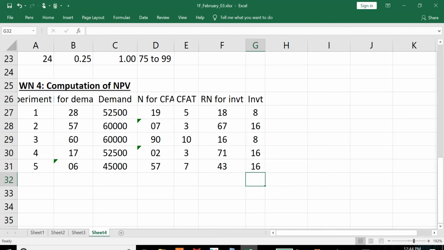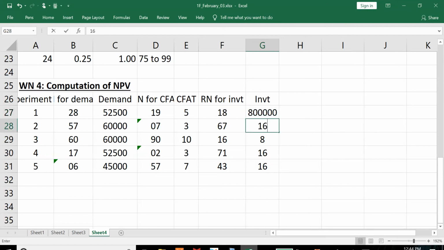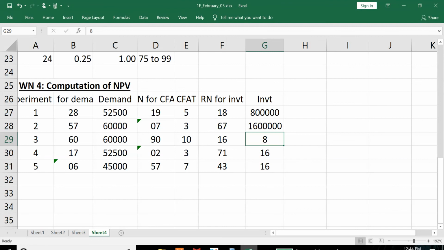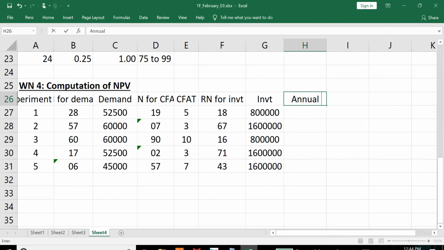Any doubts on this? Okay, now listen. You can write this as 8 lakhs, 16 lakhs, 8 lakhs, 16 lakhs and 16 lakhs. This is my outflow. I'll need some 10, 11 columns. Any doubts on the investment number?